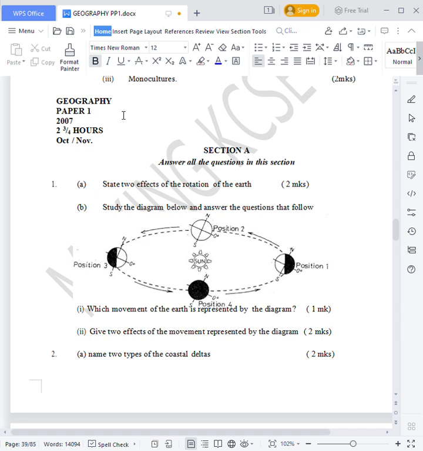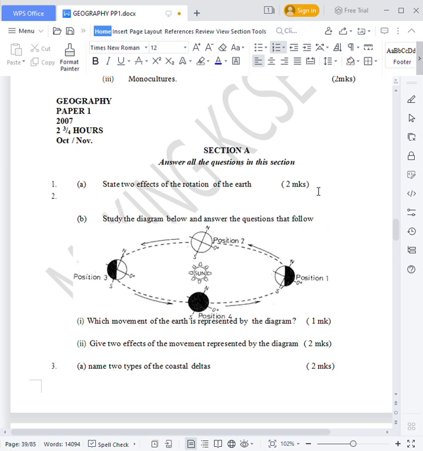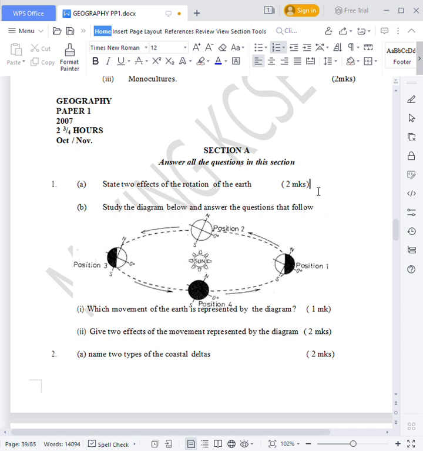Question 1. State two effects of the rotation of the Earth. So, effects of rotation of the Earth: it causes day and night.